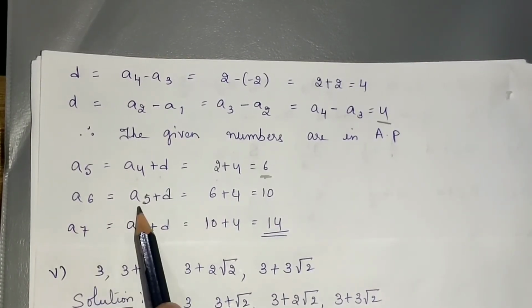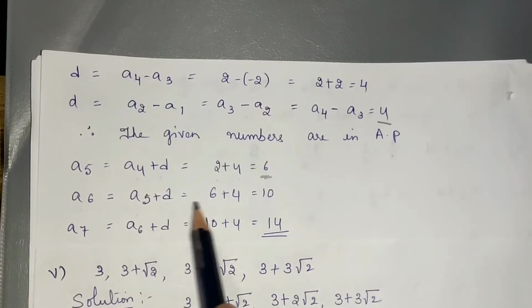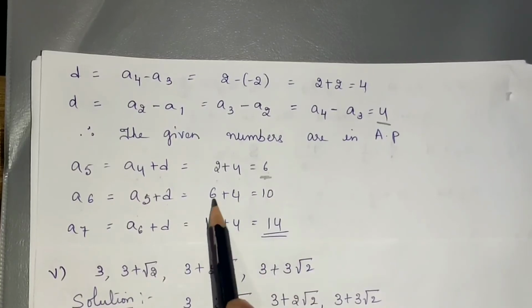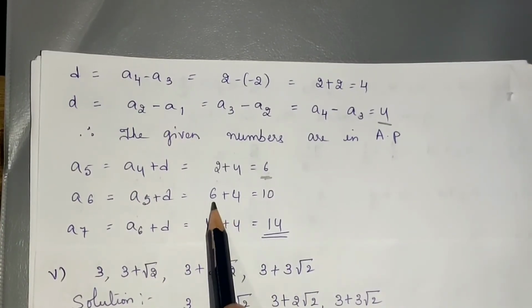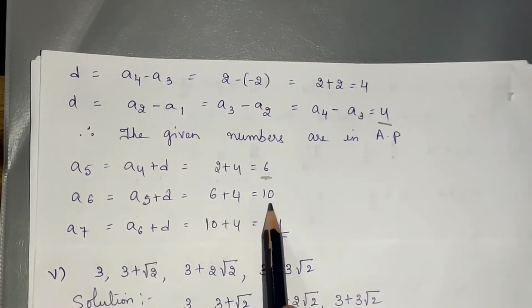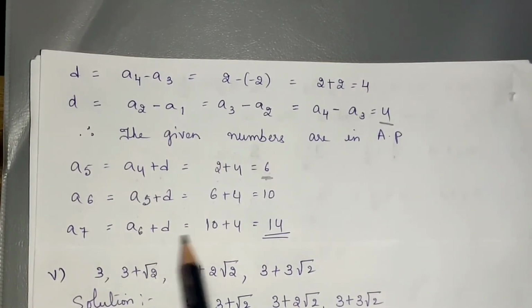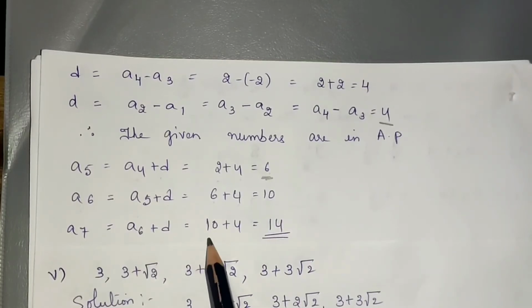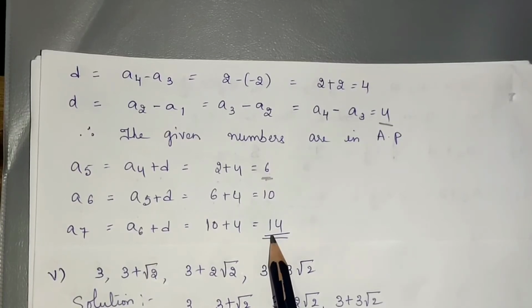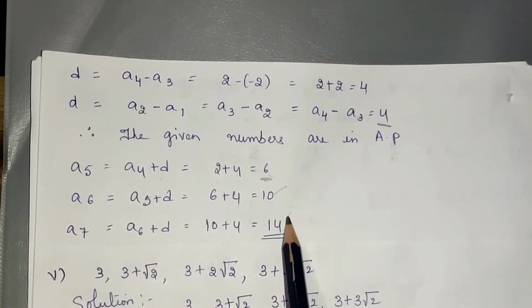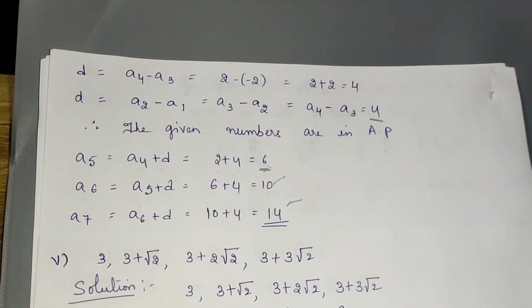That is A6 is equal to A5 plus D. That is equal to 6 plus 4. 6 is the fifth term. D is equal to 4. When you add 6 plus 4, you will get 10. A7 can be obtained by adding A6 plus D. A6 is 10 and the common difference is 4. When you add 10 to 4, you will get 14. Here 6, 10, 14 are the fifth term, sixth term and seventh term of the AP.